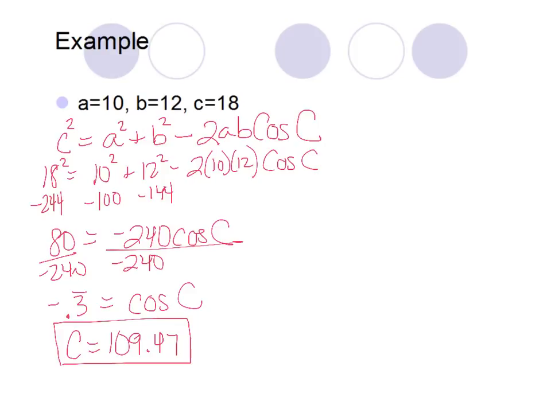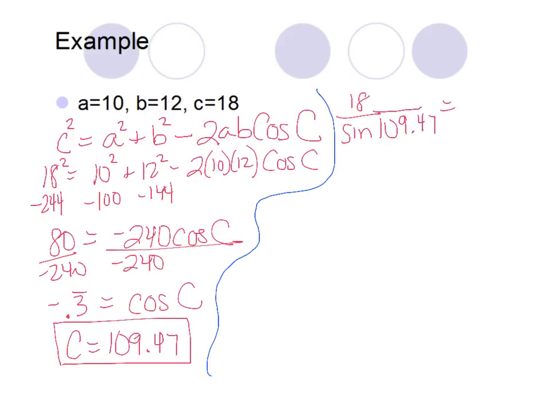But remember that we use the law of cosines once, and then we go do the law of sines to finish it up. I've got matching letters now. 18 over the sine of 109.47 equals, I guess I'm going to go find A, so let's do 10 over the sine of angle A. Do your cross products.